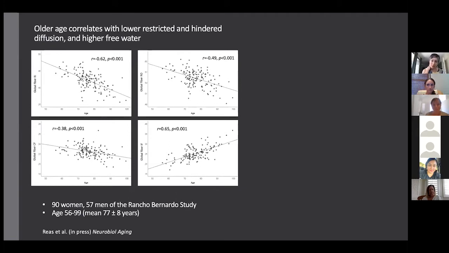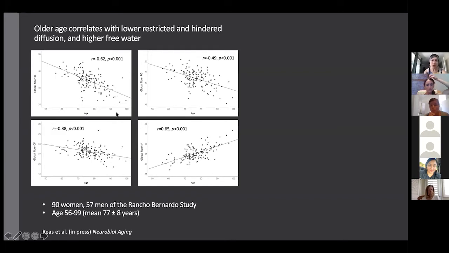So to address this question, I should say Linda McAvoy has led the imaging component of the Rancho Bernardo study. For those of you who are unfamiliar with this study, it's a longitudinal study that began here at UCSD in the 1970s. And for the last visit, Linda McAvoy brought participants in for a final assessment where they underwent RSI and MRI scanning. This study included 90 women and 57 men, aged 56 to 99, with an average age of 77.